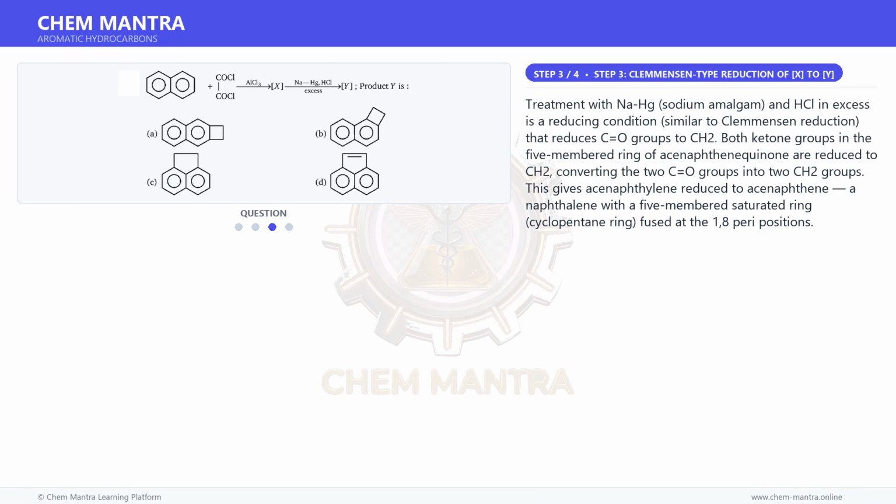Moving on to the next step. Treatment with NaHg, sodium amalgam, and HCl in excess is a reducing condition, similar to Clemmensen reduction, that reduces C=O groups to CH2. Both ketone groups in the 5-membered ring of acenaphthenequinone are reduced to CH2, converting the two C=O groups into two CH2 groups. This gives acenaphthene, a naphthalene with a 5-membered saturated cyclopentane ring fused at the 1,8 peri positions.